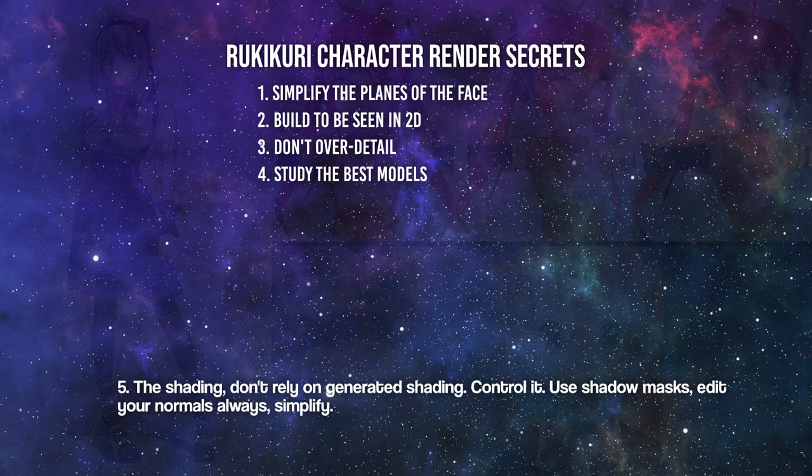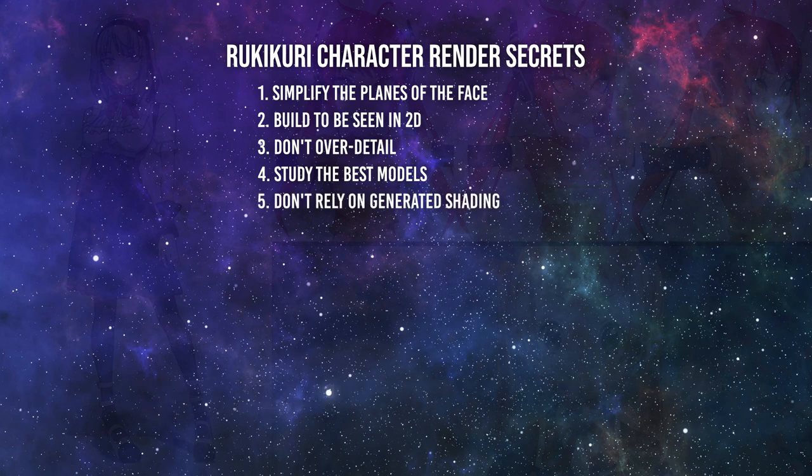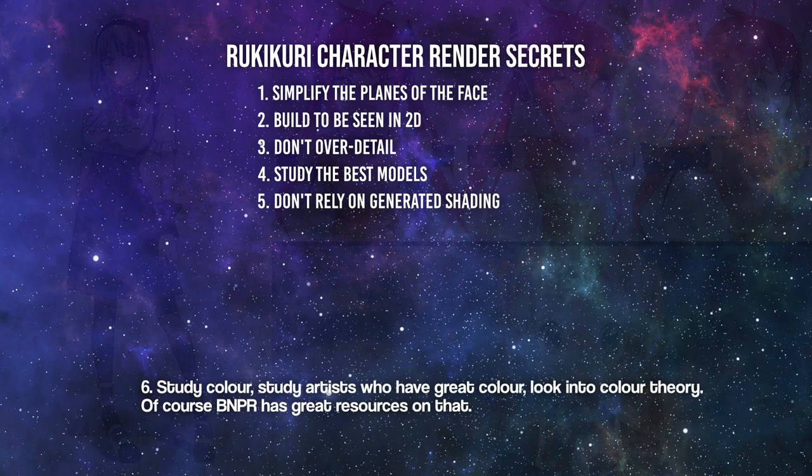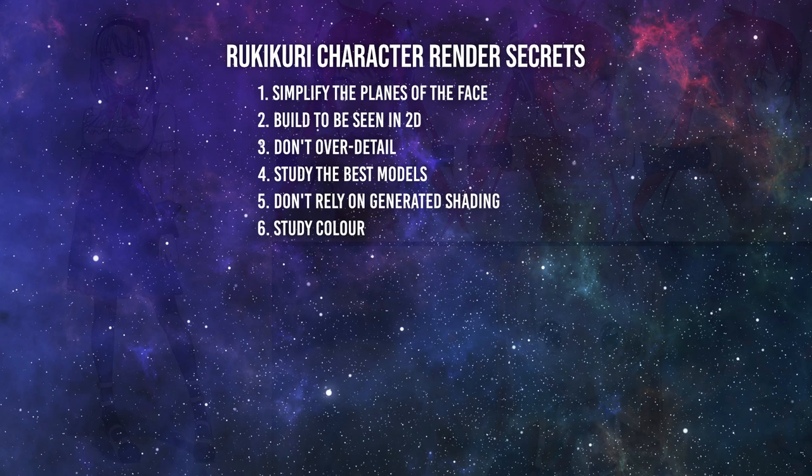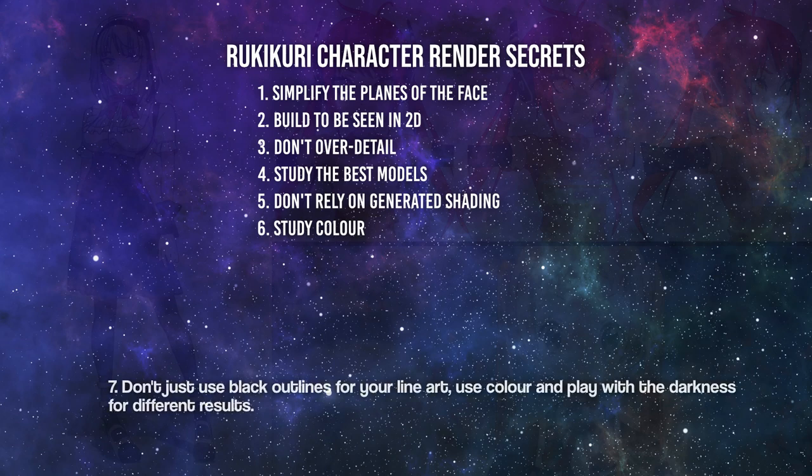5. The shading. Don't rely on generated shading, control it. Use shadow masks, edit your normals, and always simplify. 6. Study color. Study artists who have great color. And look into color theory. Of course, BNPR has some great resources on that. 7. Don't just use black outlines for your line art. Use color and play with the darkness for different results.